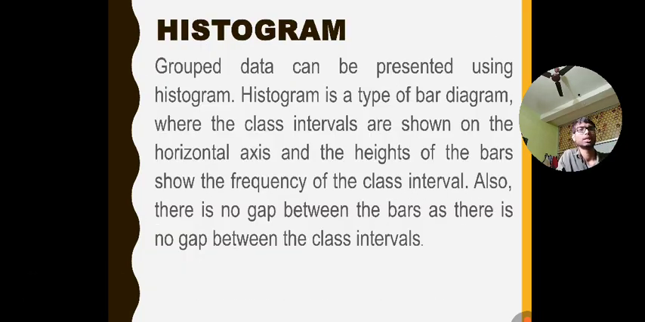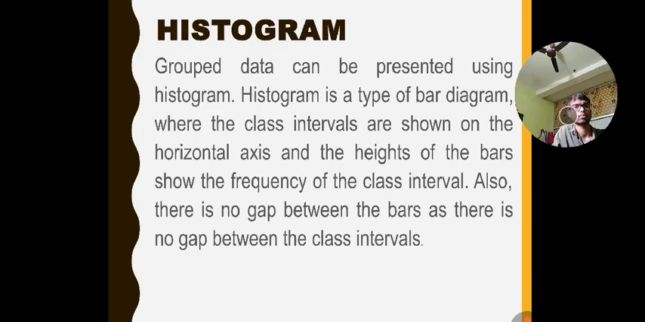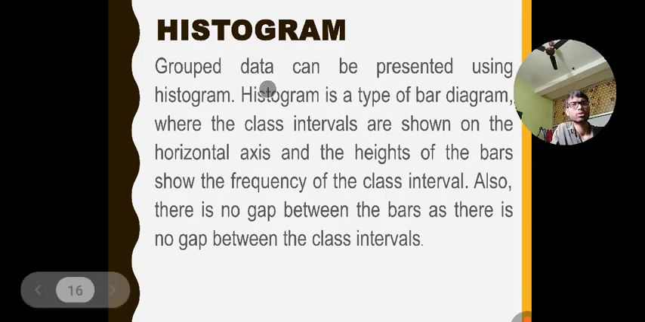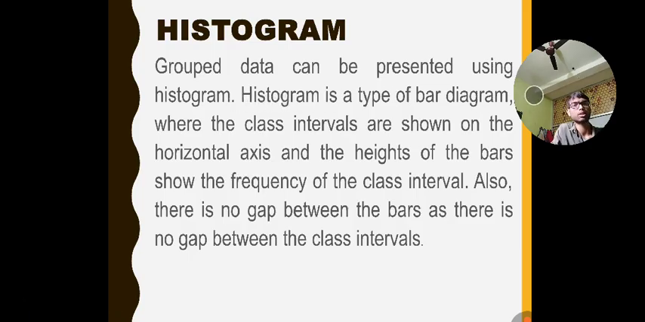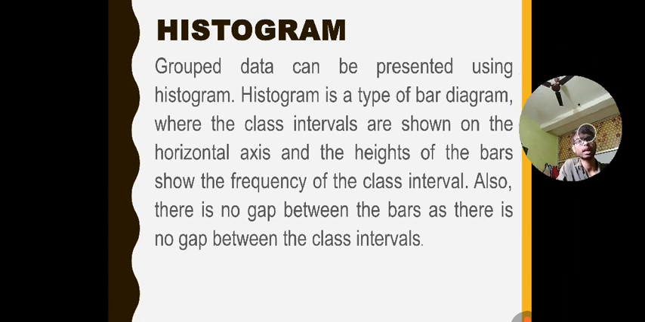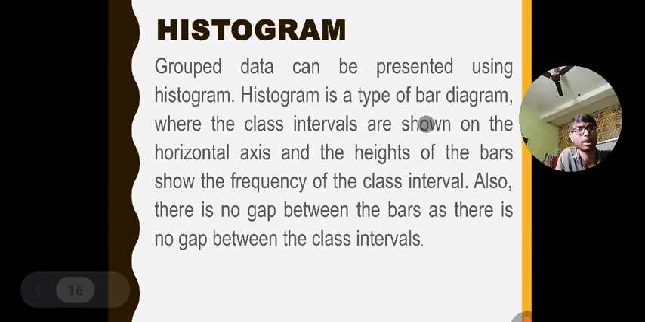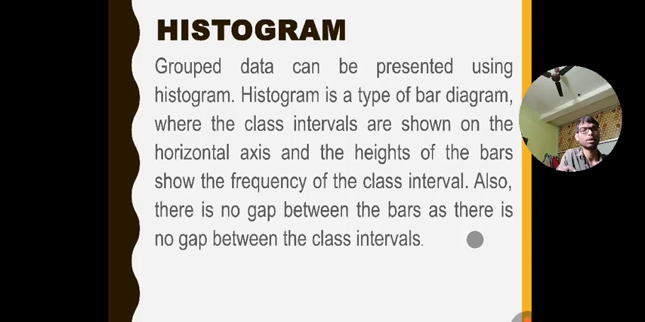Let's visualize. This is a histogram. A histogram is also a way to represent data. Grouped data can be represented using a histogram. A histogram is a type of bar diagram where the class intervals are shown on the horizontal axis, and the height of the bar shows the frequency of the class interval. Also, there is no gap between the bars, as there is no gap between the class intervals.